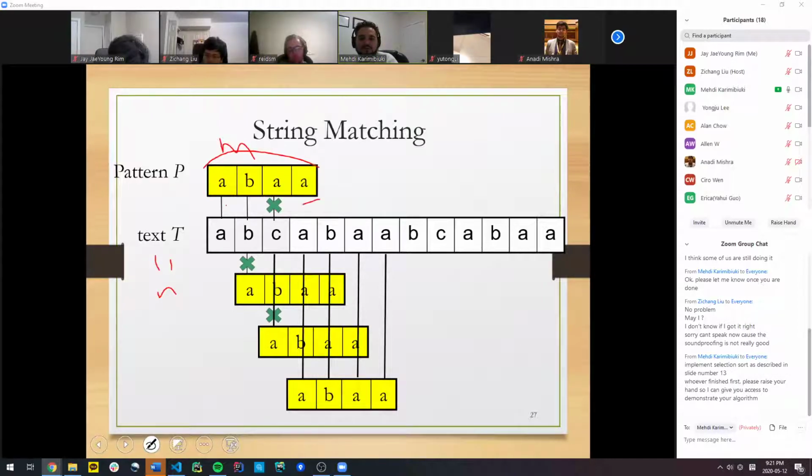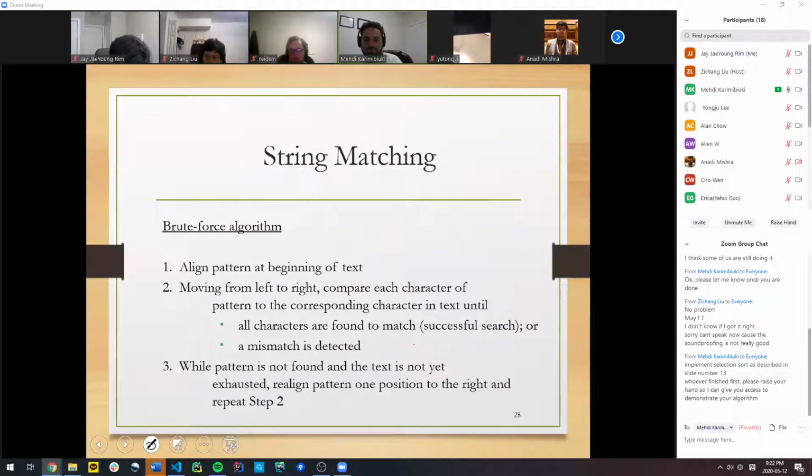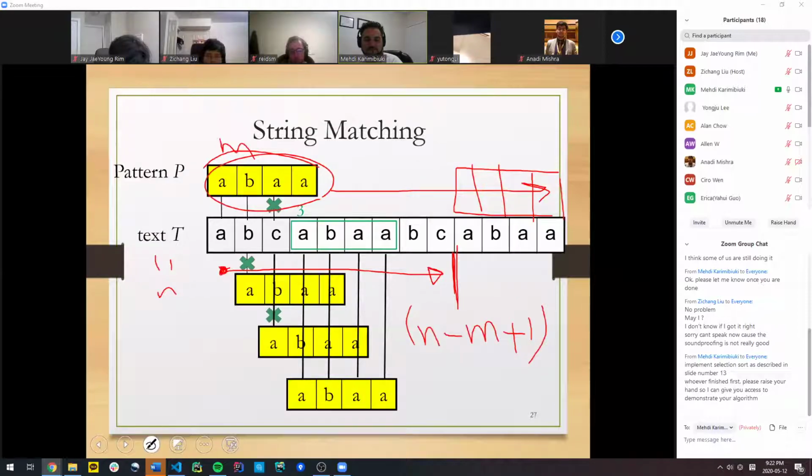So if you have to sweep this over all the way, it gets up to here, right? You have to sweep it from here going all the way to here, right? That's where you have to stop. So it's essentially n minus m plus 1. That's the time, the worst case that it can take, right? Okay. Are there any questions here?